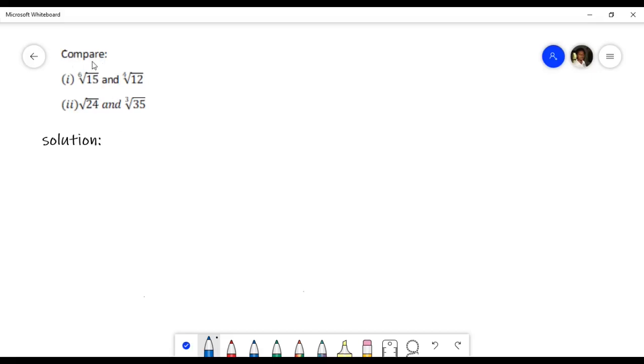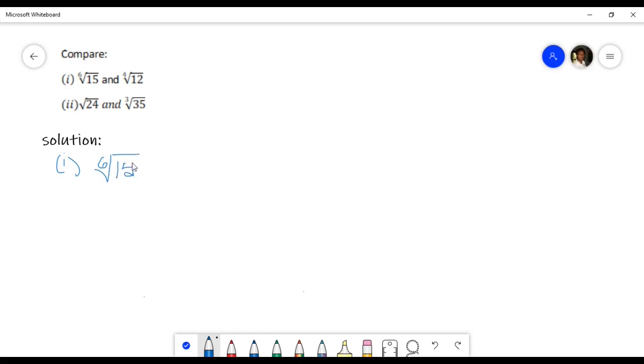Compare. We will compare two terms over here. There are two problems that I'll be showing you. Let's see the first question. The first term is 6th root 15.